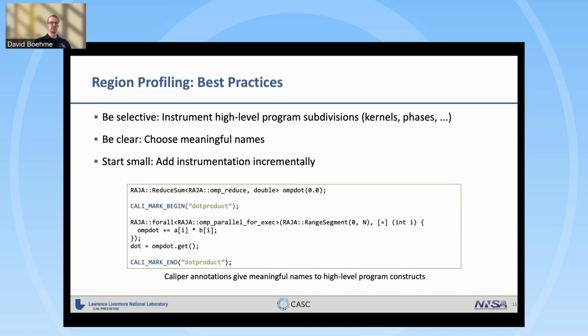And then, of course, you should use meaningful names that are useful to you as a developer. A lot of the codes that we are developing at Livermore are now advanced C++ that use RAJA, as an example here. That's a template framework for iterations over various things. Using Caliper, we can give this construct a pretty meaningful name in our performance output and not some cryptic thing that a compiler generated. And of course, you can start small: just start annotating a few regions and then add more instrumentation incrementally as you go.